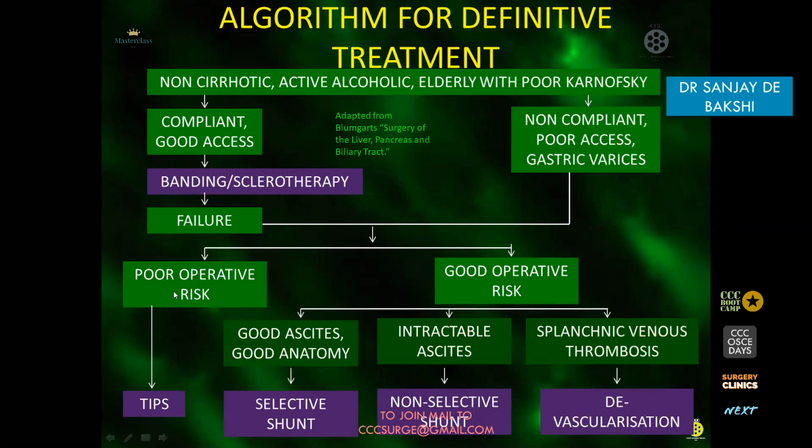If a poor operative risk, you go in for TIPS. If the patient is a good operative risk, with good ascites and good anatomy, meaning the ascites is responding to your diuretic treatment and has stable anatomy, no extrahepatic, extra-portal, prehepatic thrombosis, you go in for a selective shunt operation. Intractable ascites, where the ascites is difficult to control, you go in for a non-selective shunt, either a portocaval or a mesenteric-caval shunt.